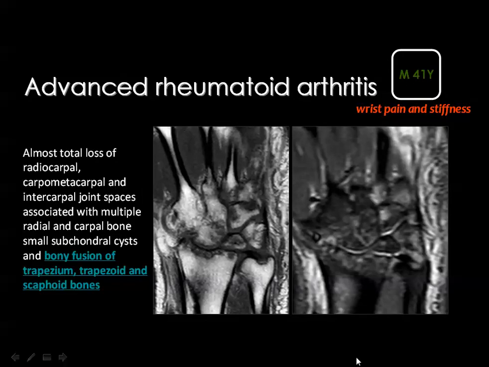And this is a case of advanced rheumatoid arthritis by MRI. You can see narrowing of the joint space, bone erosions of the radius, and most of the carpal bones. Then you can also, if you inject contrast, see the synovial inflammatory changes.